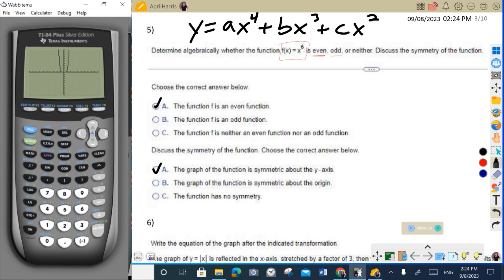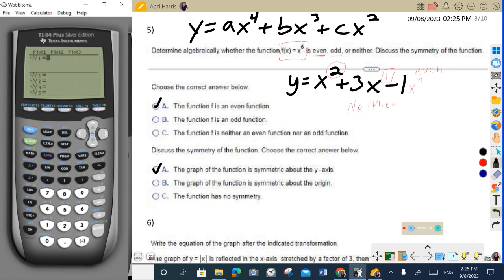Now while I'm here, I feel like I should teach some other examples because you may not get one this easy on the test. So if I had given you the function y equals x squared plus 3x minus 1. Well, x squared is even, x to the first is odd. When you have a mixture, that's going to be a neither. Oh, by the way, the 1 is x to the 0, so that is even. So if I were to graph that, x squared plus 3x minus 1, zoom standard, it's definitely not symmetrical across the y-axis.